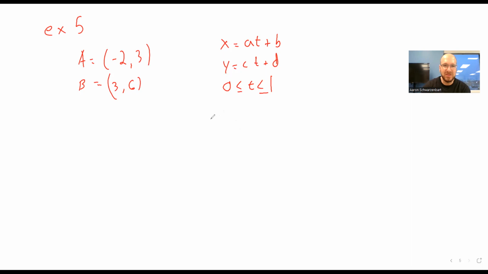So I'll show the line segment first, which is actually example 6. Same points, different t's, actually. So we're going to start at A at t equals 0. So that means x is -2 equals A times 0 plus B. Guess what that means? B is -2. I know I'm going to get to point B then at 3, and that's going to be at time 1.